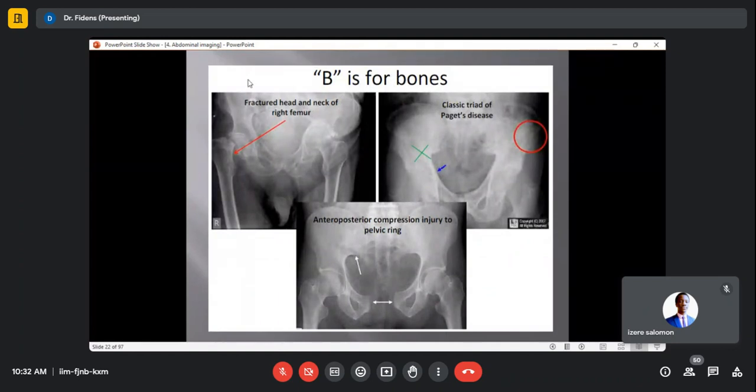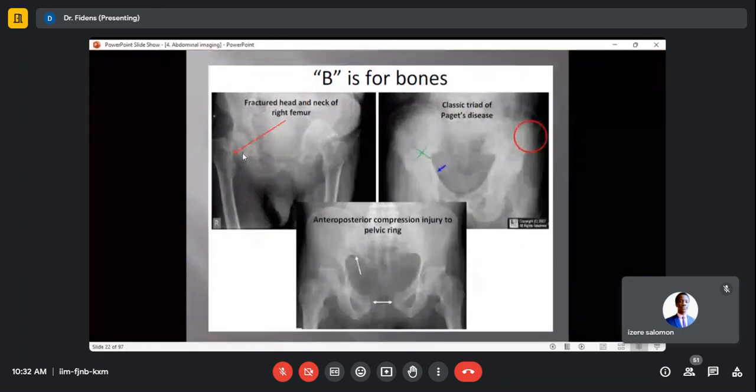Like in this case, remember they have done maybe the abdominal X-ray. Don't miss any fracture. In this case, there was a femur neck fracture. Can you see? Don't miss it. Don't think you are just checking the abdominal organs and forget to check the bones. Don't miss any bone diseases.